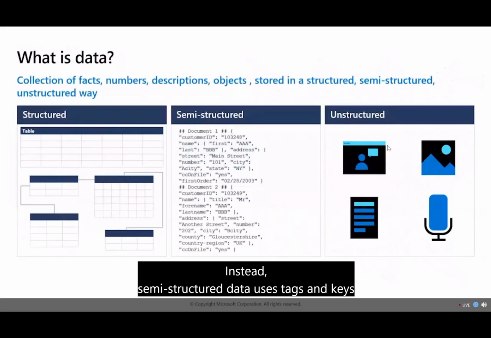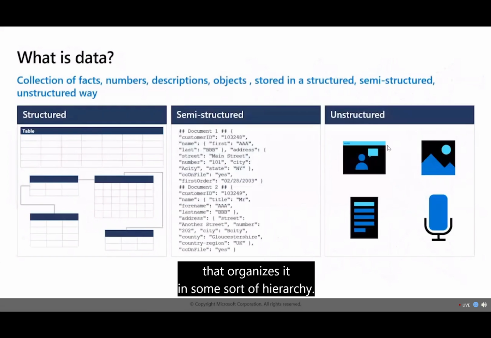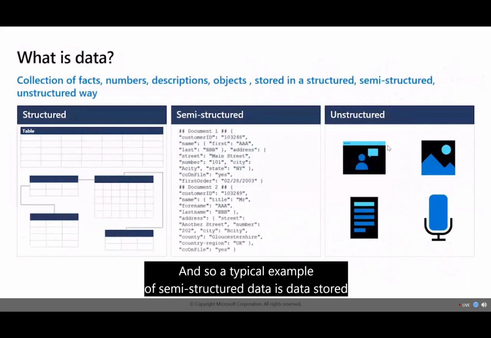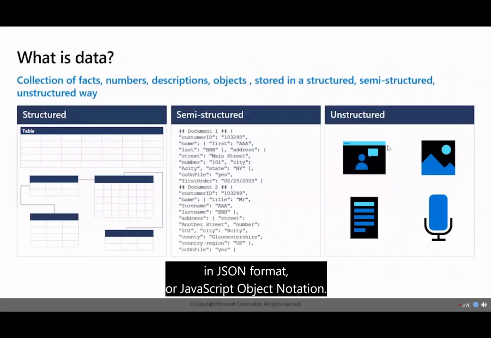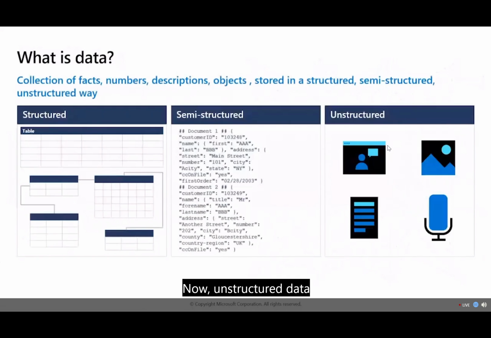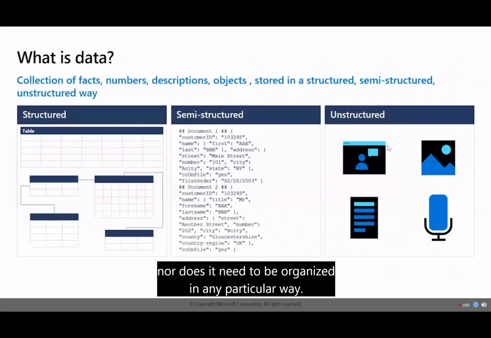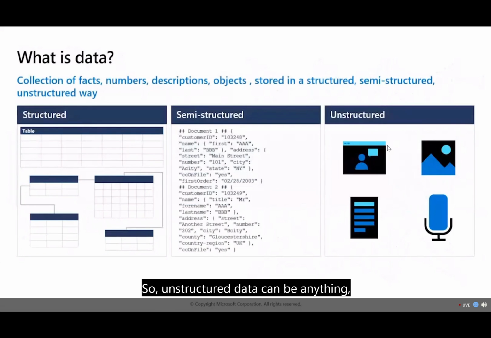Instead, semi-structured data uses tags and keys that organize it in some sort of hierarchy. A typical example of semi-structured data is data stored in JSON format, or JavaScript Object Notation. Now, unstructured data does not follow any schema or structure, nor does it need to be organized in any particular way. So unstructured data can be anything, such as video files, image files, text files, or audio files.